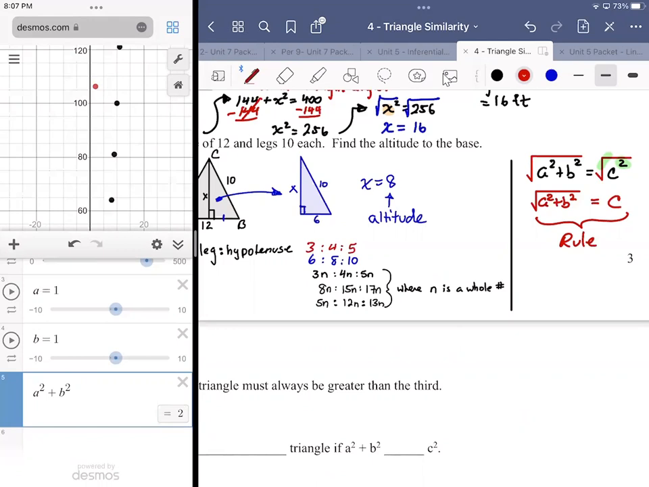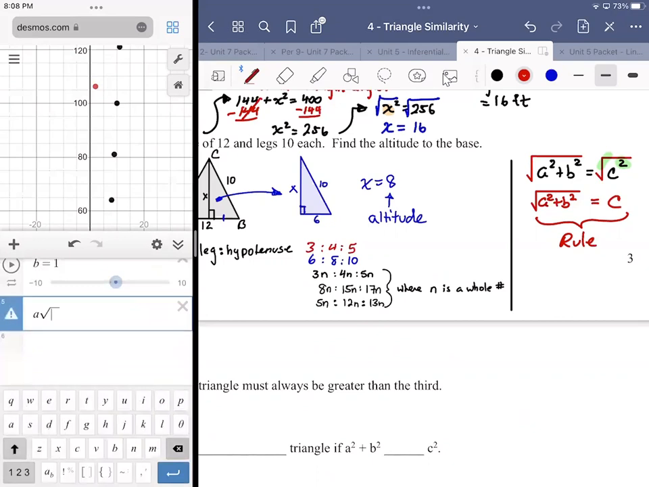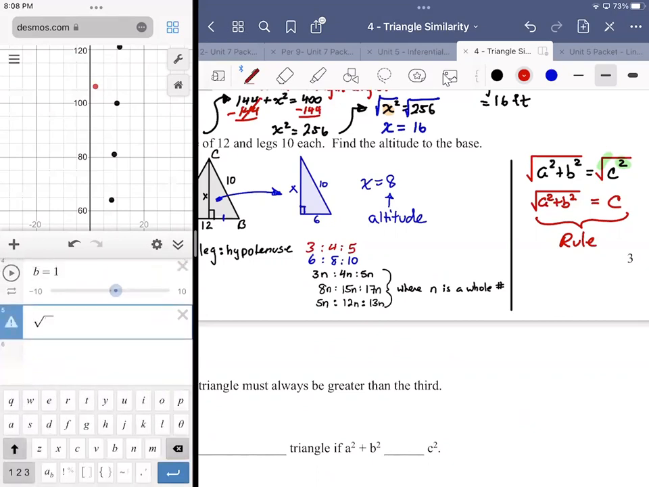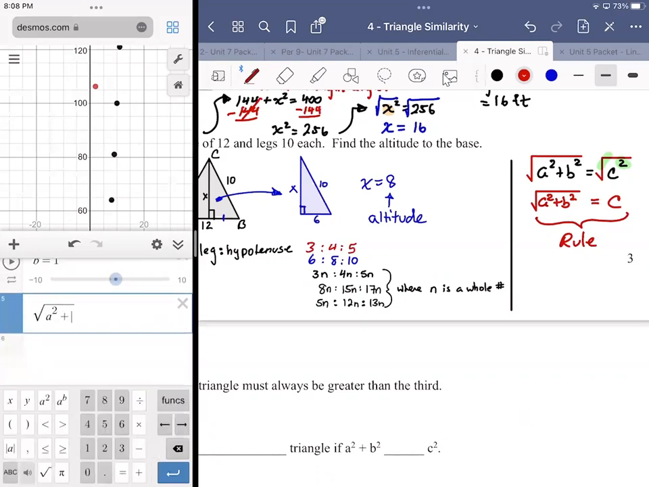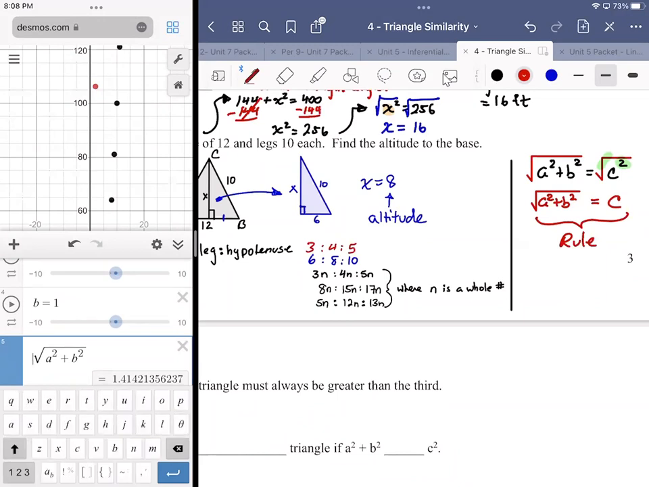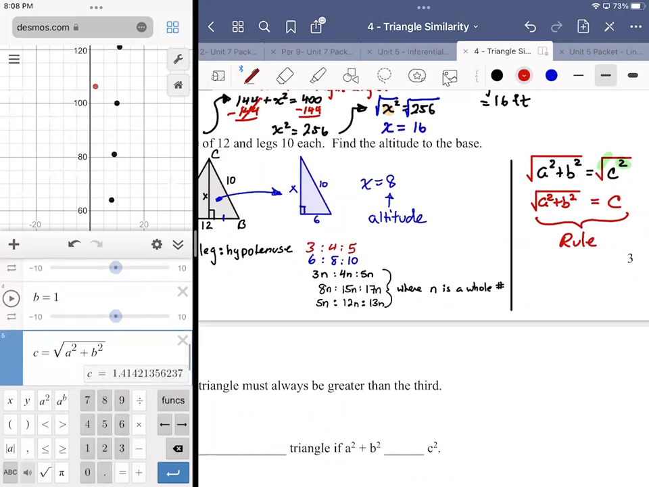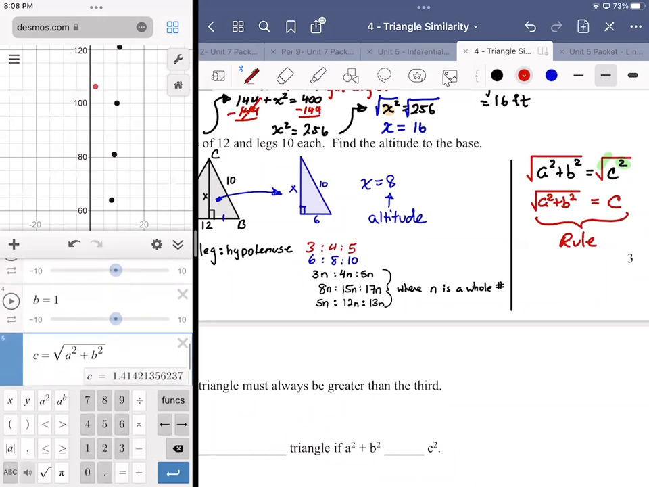Right? So if I say, instead of a squared plus b squared, if I say the square root of that, oops, gotta get rid of that a. Then wherever I put my a and b sliders, it's going to tell me what the c value is. And in this case, you could put in c equals, and it'll still tell you the value. You won't get an error there. Right? They call this an explicit equation, where it's already solved for the variable.